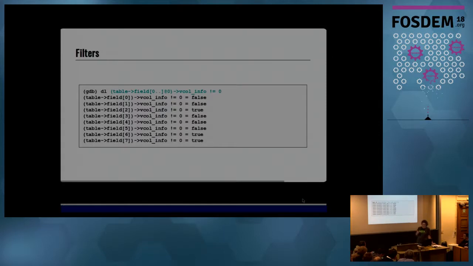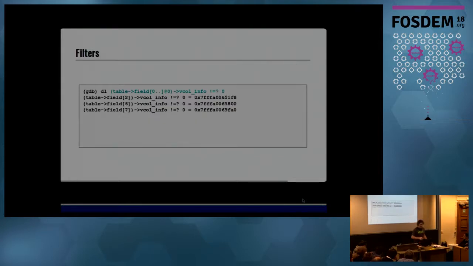But there are two problems there. First, I don't really want to look very carefully for minor differences in characters. And second, if there were 100 fields with only 2 virtual, I would probably miss that. So what I do, I put a question mark here after the inequality operator, and the comparison operator becomes a filter operator. It works kind of like grep. If the result is false, the row is not printed at all, and if it's true, then the result of the expression is printed. So now I can easily see this. Fields 2, 6, and 7 have non-zero vcol_info pointers.